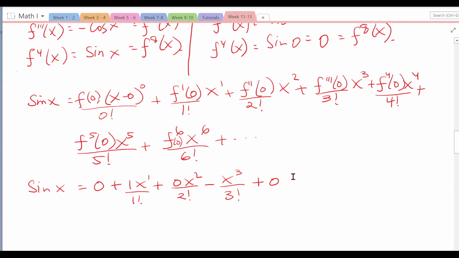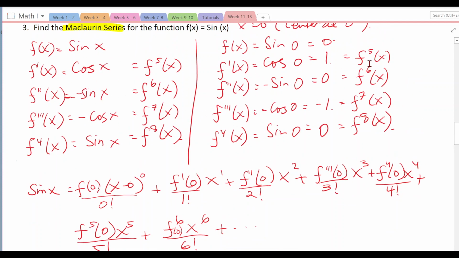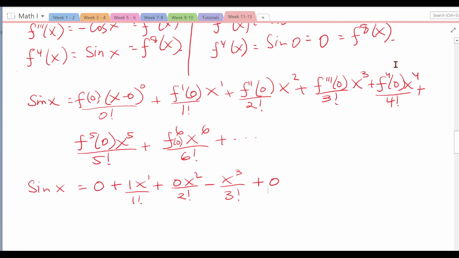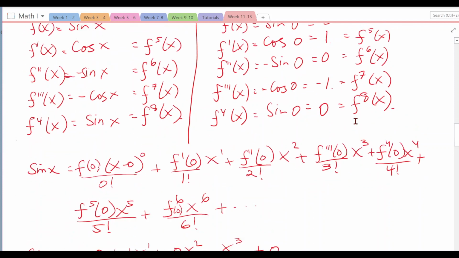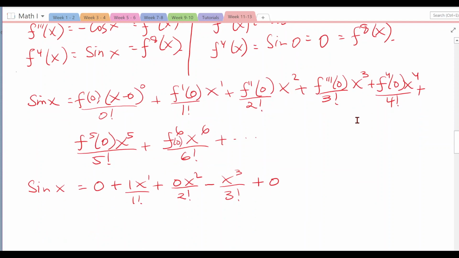Okay, and then the fifth derivative, as you can see, is positive. Let me just double check. The fourth derivative is 0, and the fifth derivative is positive 1. I should give more detail here. This is 1, and then this is 0, x to the 4 divided by 4 factorial.